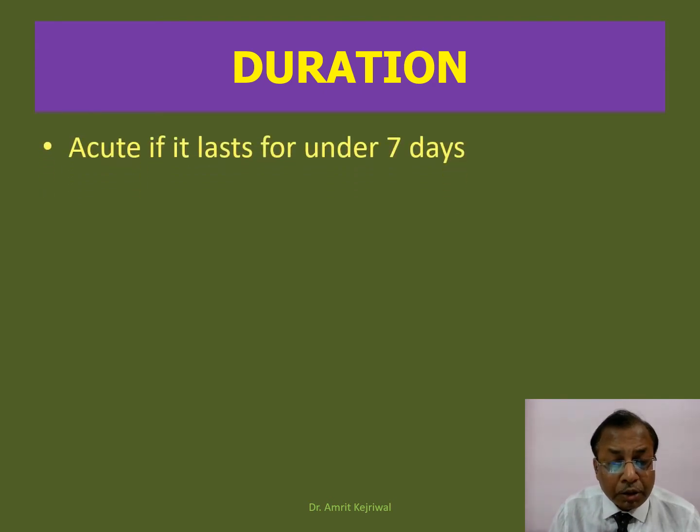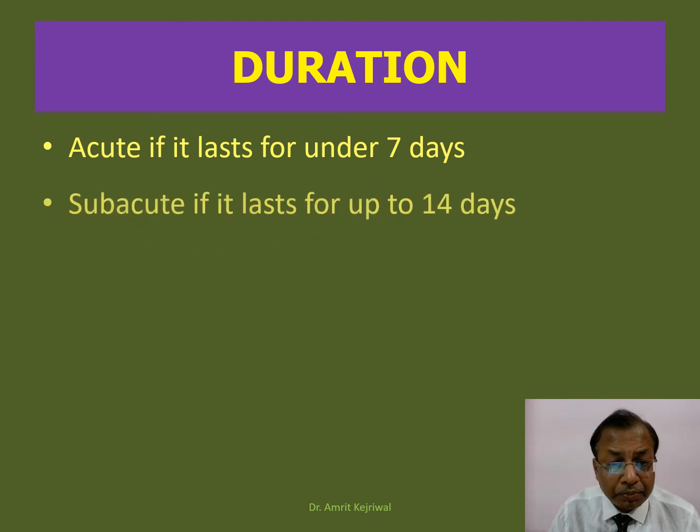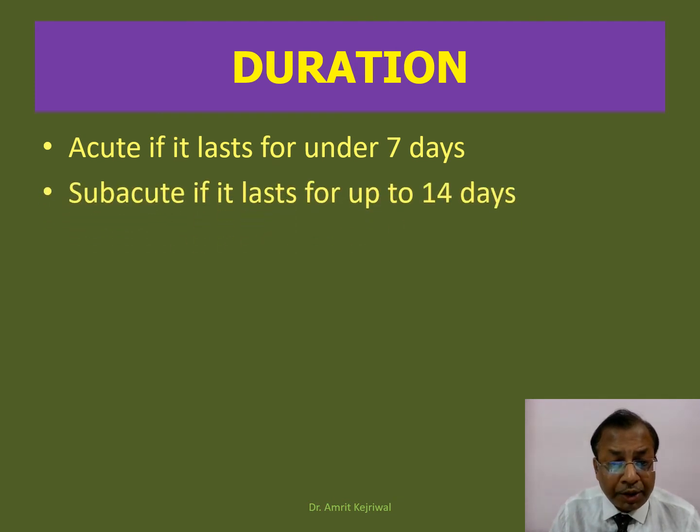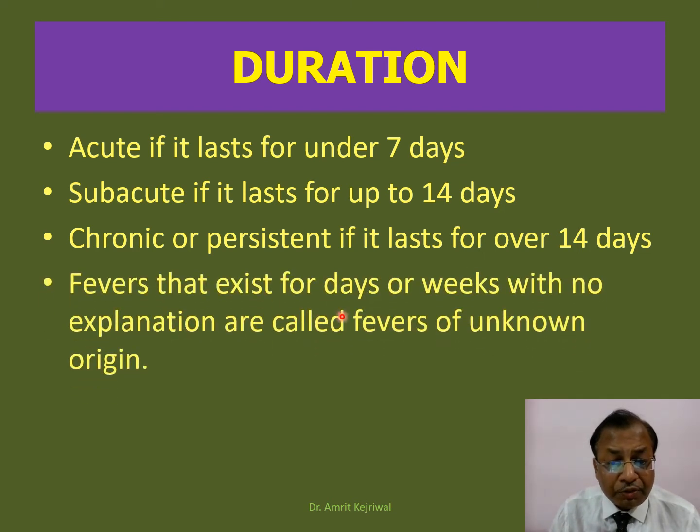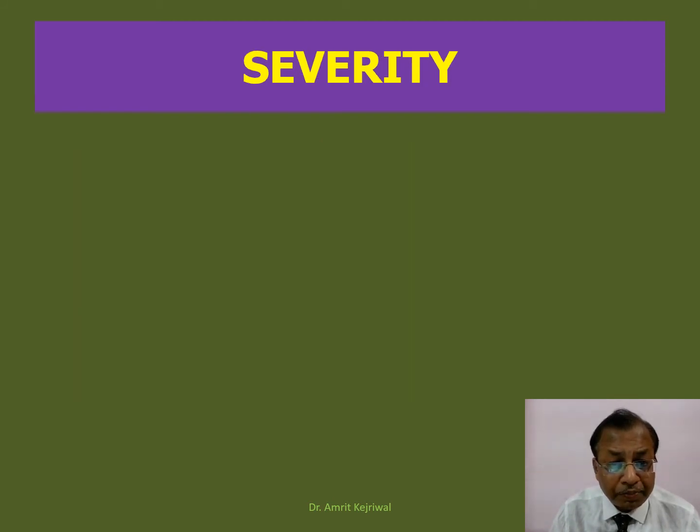Duration. So depending upon the fever, if it is less than 7 days, it is called acute. Subacute if it lasts up to 14 days, and chronic or persistent if it lasts over 14 days. Fevers that exist for days or weeks with no explanation are called fevers of unknown origin. This I am not discussing over here.